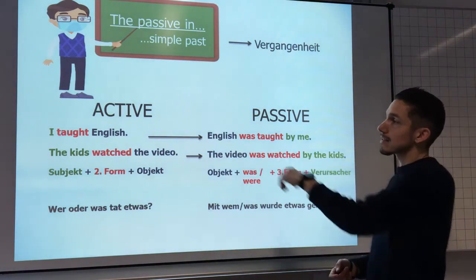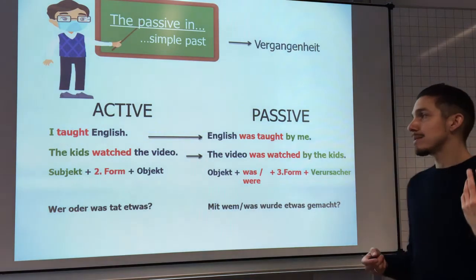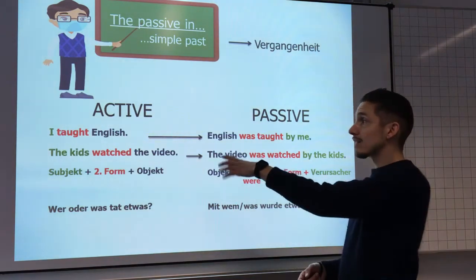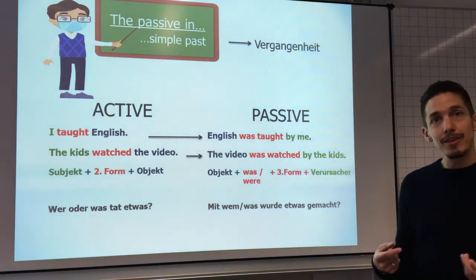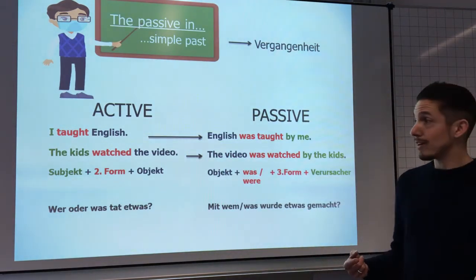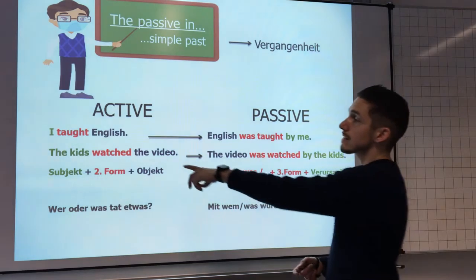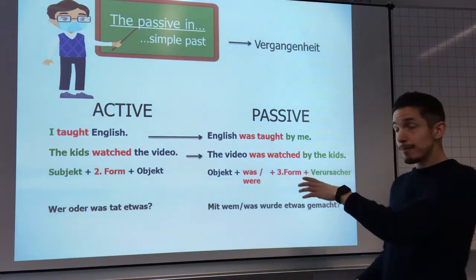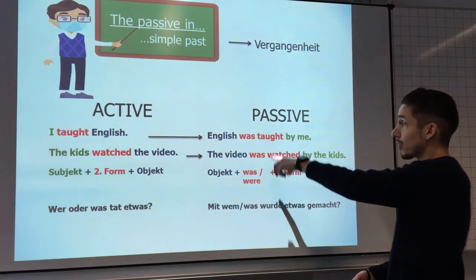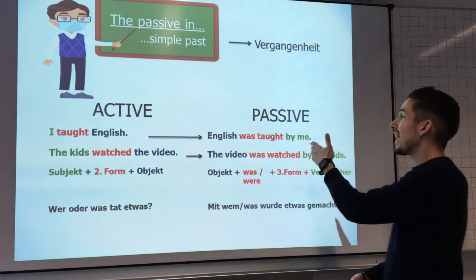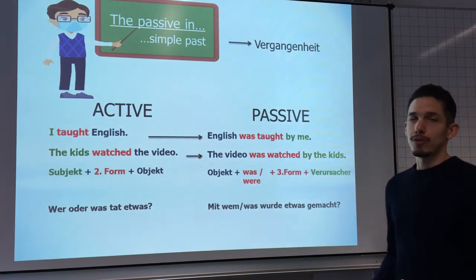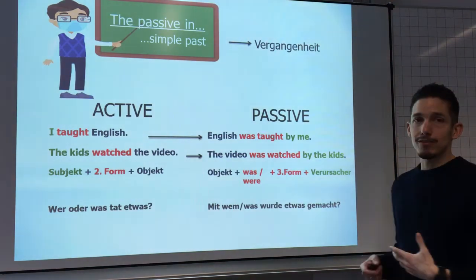And in the second sentence, which is similar to the one in the simple present, you also see the kids watched the video, they did something actively, but in the past right now. And here, it's the second form of the verb, because it's past, okay? But in the passive, it's still was, were, depending on what we have, and the third form of the verb. So you must learn the third forms of the verbs again to master active and passive here.